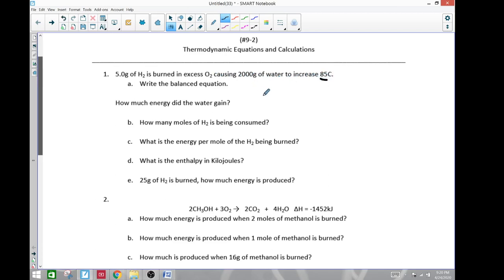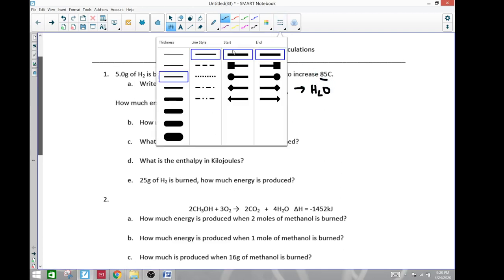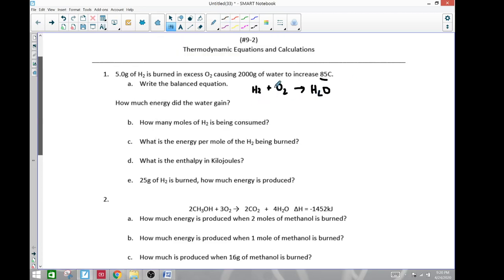All right, so in this case, it's H2 plus O2 yields H2O. All right. Next, we balance it, so we're going to need a 2 here and a 2 here.